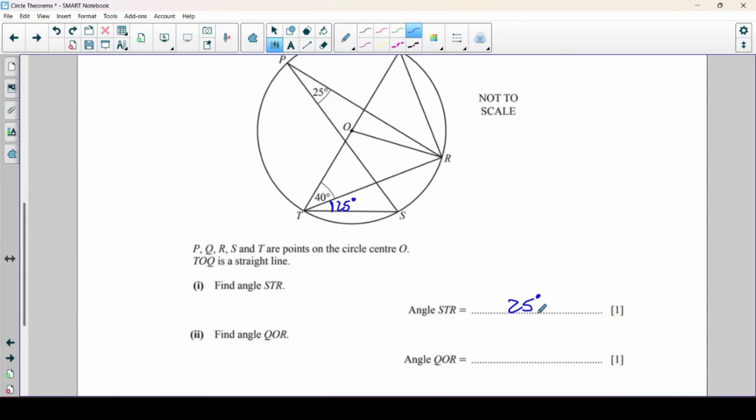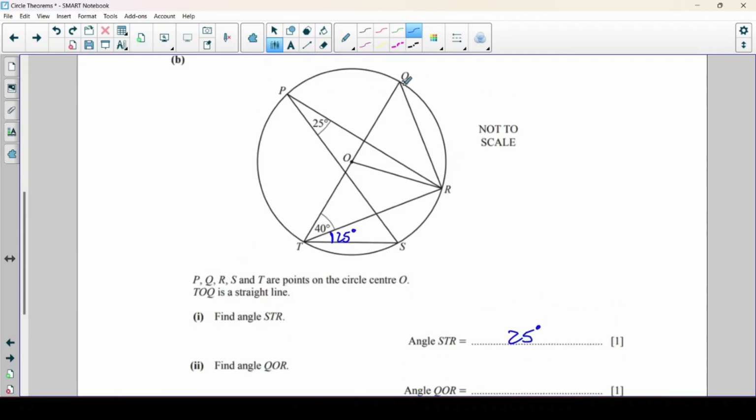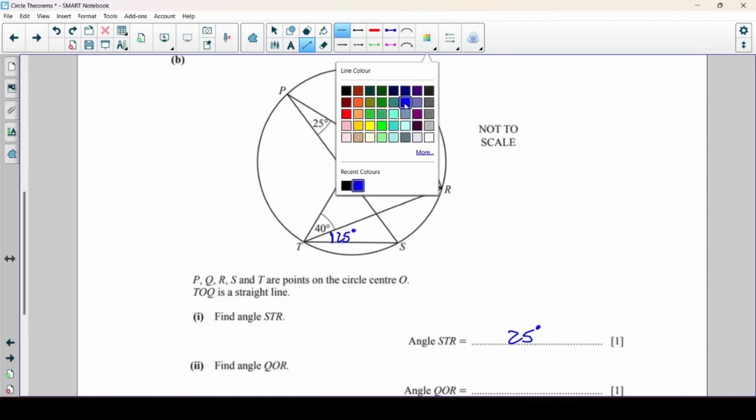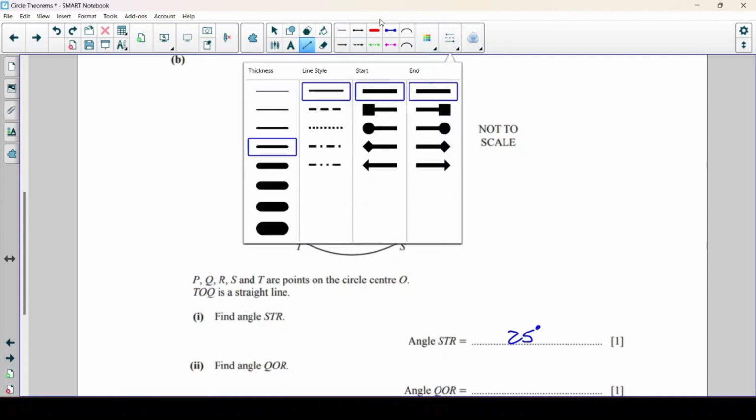Next, we're asked for QOR. So QOR is this one here. This angle is at the center. When we have an angle at the center, often the thing we're going to be looking for is an angle from those same 2 points, which is at the circumference. So let's just have a look and see if we can find anything like that.